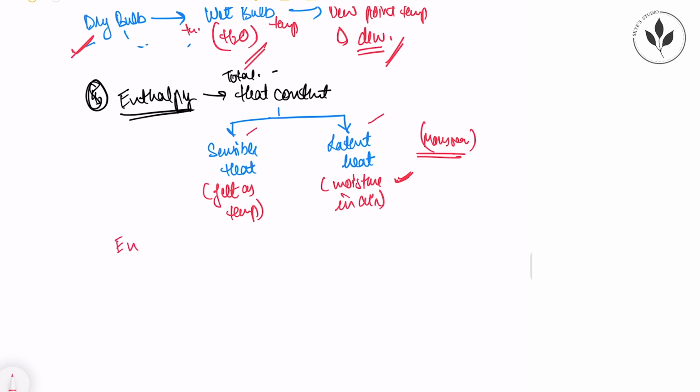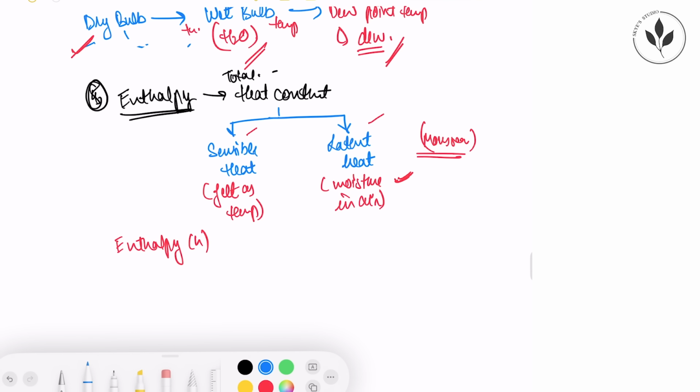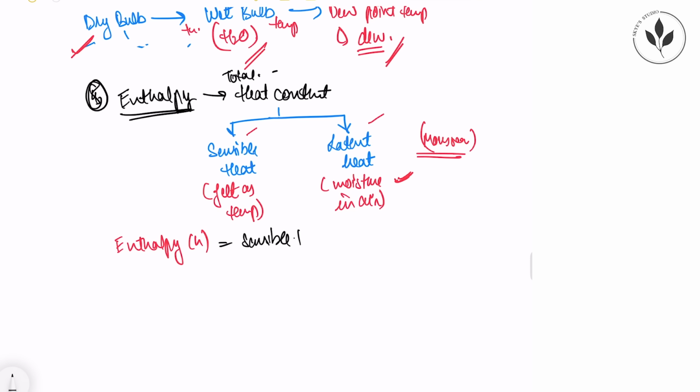So what does the formula become? Enthalpy is termed as H. So enthalpy becomes the sum of sensible heat and the latent heat.